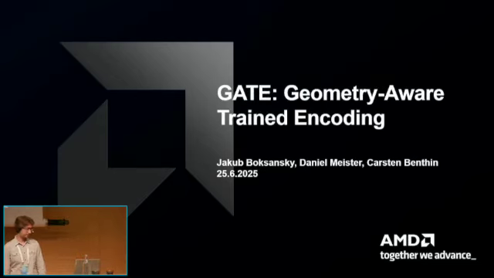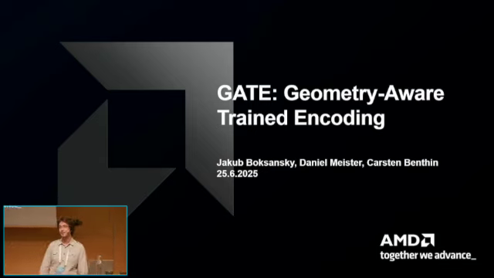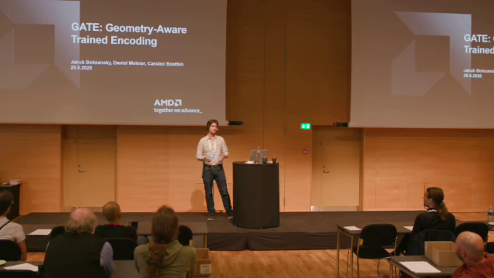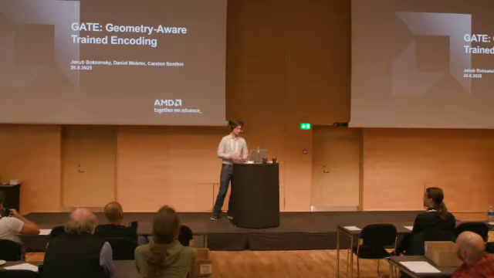I'm Jakub. We will be presenting our geometry-aware trained encoding. In this work, we have been looking at the problem of how to encode input into a neural network, specifically how to encode the position in 3D space for a neural network like an MLP, for, let's say, an algorithm like neural radiance caching.